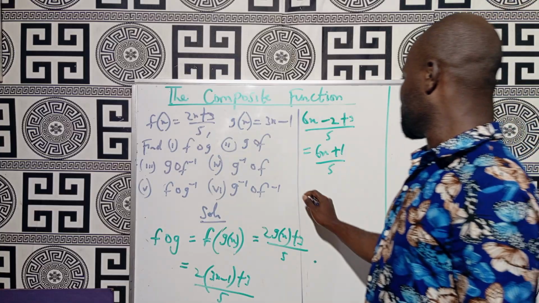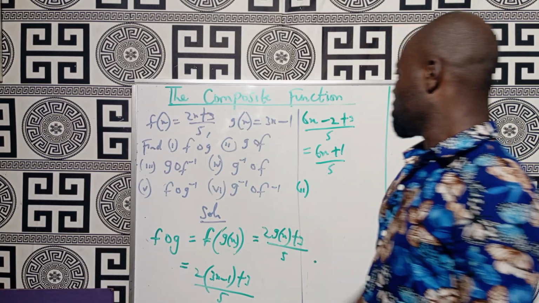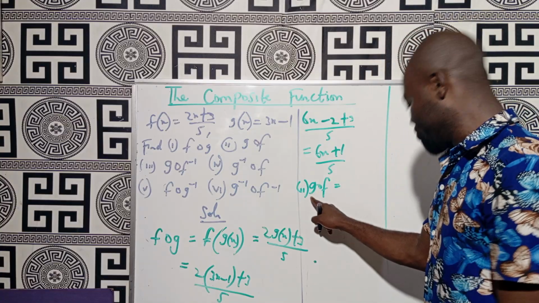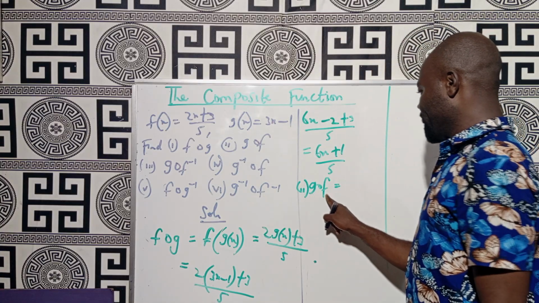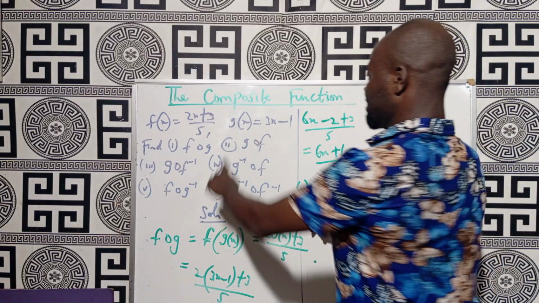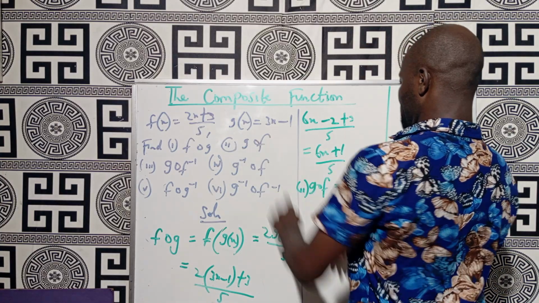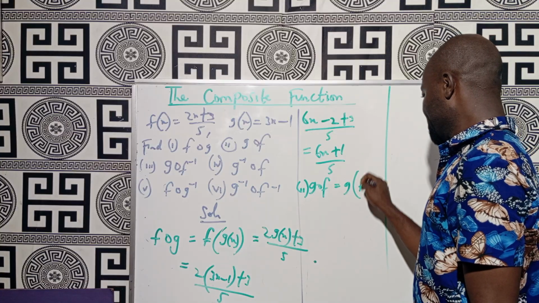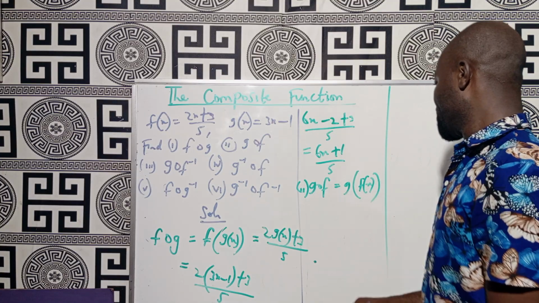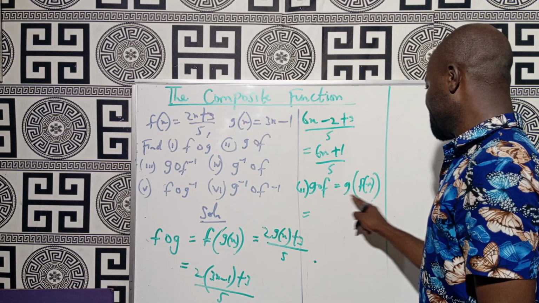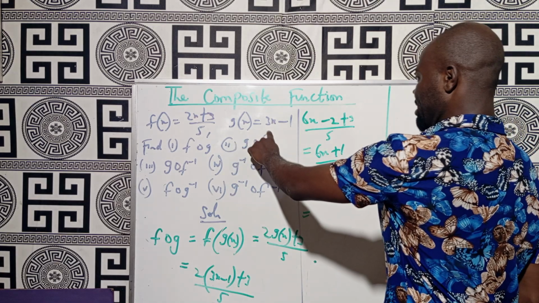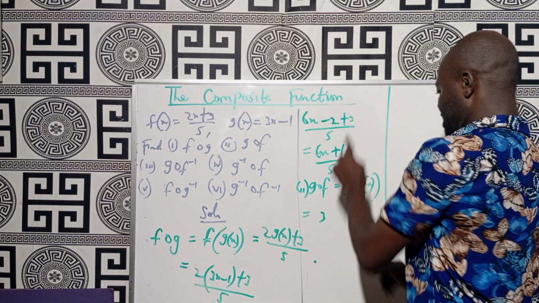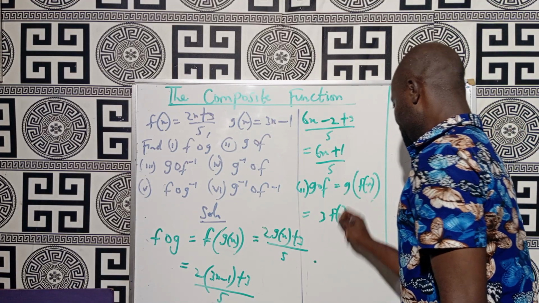So let's look at the second one. We have g o f. So g o f also is simple. Just go back to your g of x. That's g of f. Your f is f of x. You can insert it there. You understand me now? So g of x here is 3. Whenever you see x, remove it and put f of x here, then minus 1.